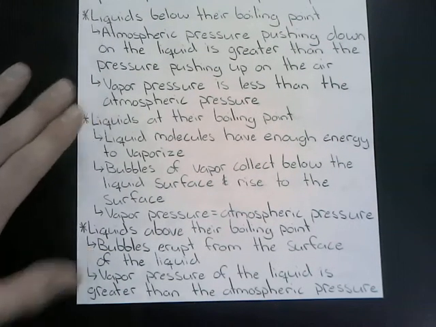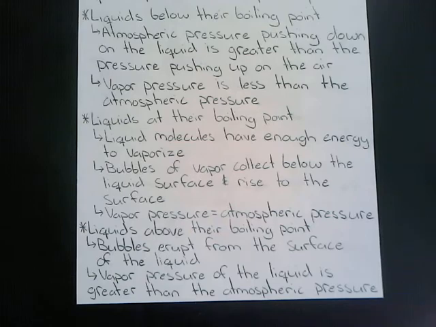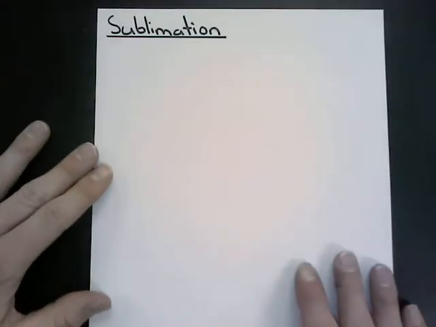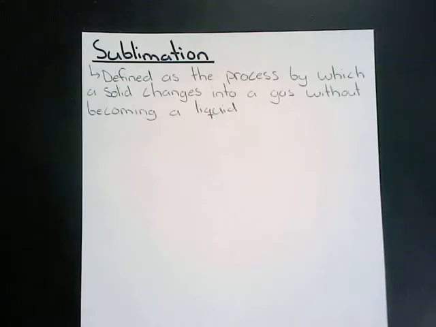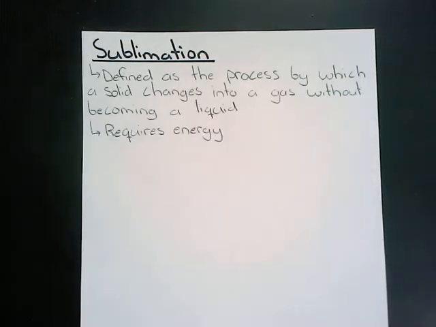All right, so now we can talk about our final phase change that requires energy. And this final phase change that requires energy is called sublimation. Now, sublimation is defined as the process by which a solid changes into a gas without becoming a liquid. Now, this process requires a lot of energy. And a good example of this is dry ice.